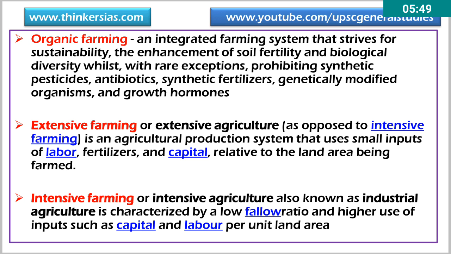So it is an integrated farming system. It does not use chemical pesticides, synthetic fertilizers, genetically modified organisms and growth hormones. Instead, it uses organic products for manures, for control of crop pests, control of diseases, and also it uses cultural means like hand weeding, crop rotation, okay, and attraction of natural enemies and others, okay. That is organic farming.